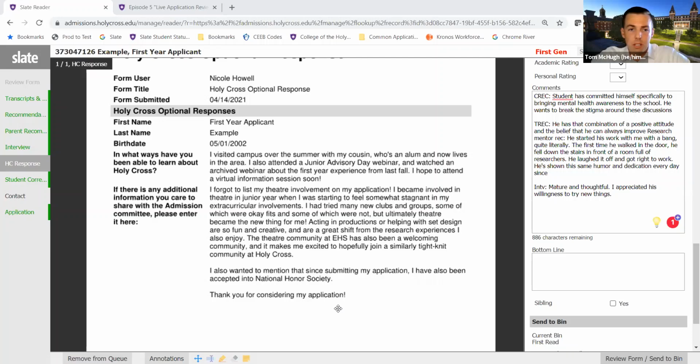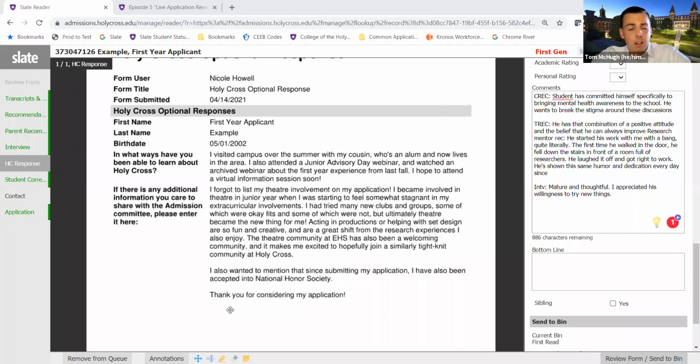You'll see the first one: in what ways have you been able to learn about Holy Cross? And oftentimes, especially this year, it was helpful when a student would let us know, I drove through campus and was able to walk around a little bit and see the grounds. So that was not a formal admission event, but it gives us a sense of a student's interest in the college and the fact that they've actually put their feet on the ground. So that often allows us to learn about interests that we wouldn't have seen otherwise.